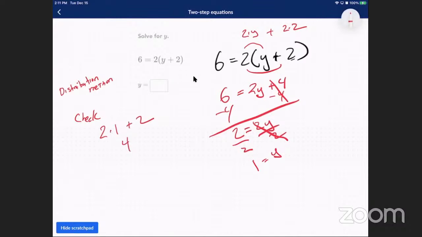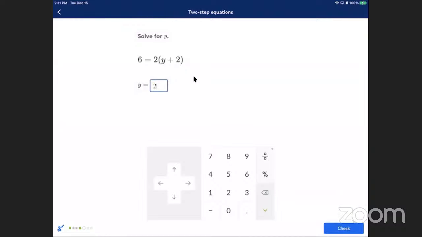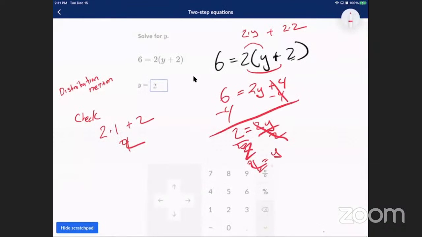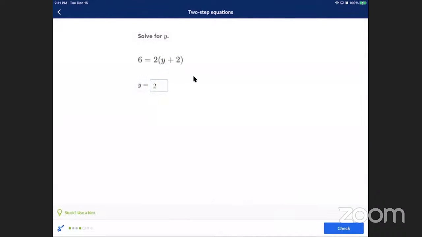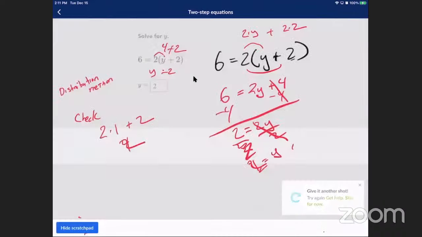Yeah, that's not right. It's 2. That's what it is. See, that's why sometimes you start canceling just to cancel. It's 2 because in order for this to work, you put y equals 2. You can see that 2 times 2 is 4. 4 plus 2 is 6. No. What did I do wrong?